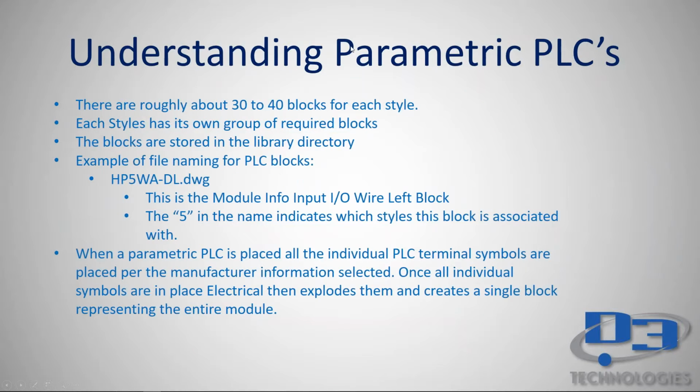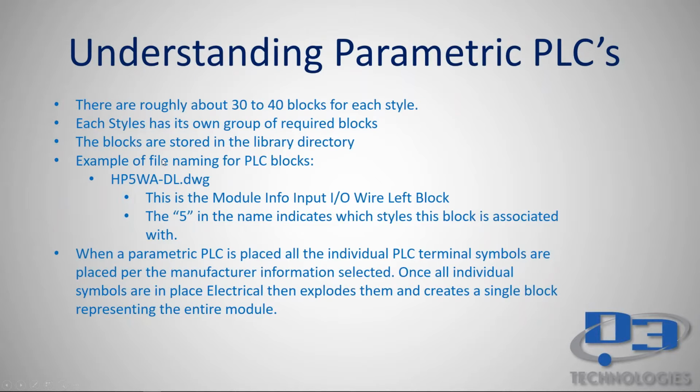Continuing on with understanding the Parametric PLCs, as I just talked about, there are several blocks associated with these different PLC blocks. There are 5 styles that you're going to get coming out of the box that are predefined, and then styles 6 through 9, which are user-defined. For each style, there's roughly about 30 to 40 blocks associated with that PLC style, and that will vary by style. Each style will have its own group of required blocks, depending on whether the terminal is coming from the left, from the right, is it an IO left, IO right, etc. So there's about 30 to 40 blocks for each style.